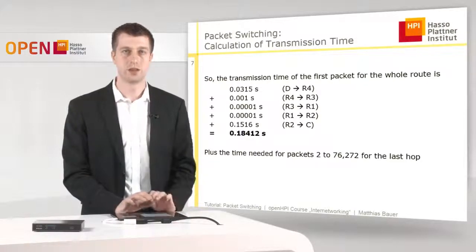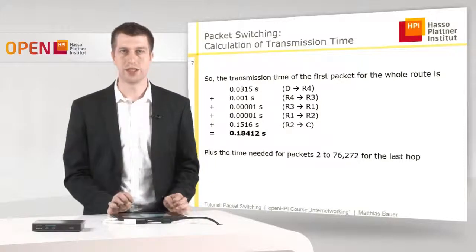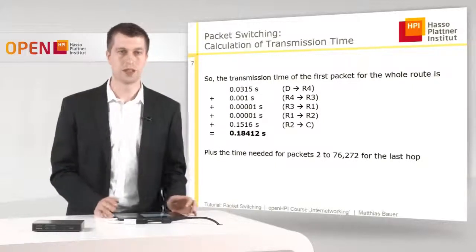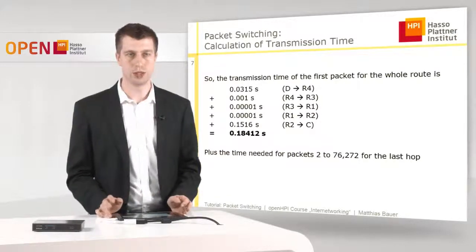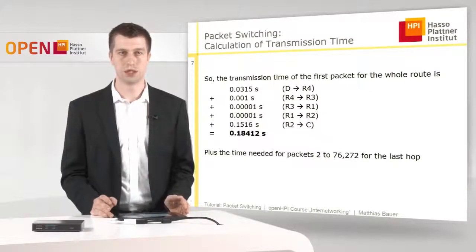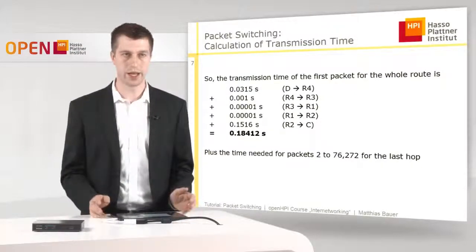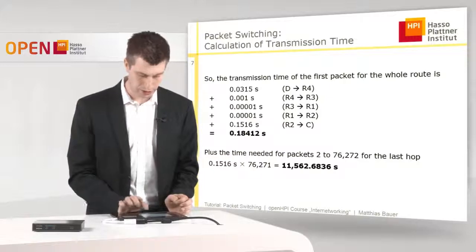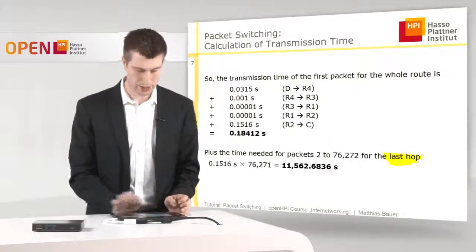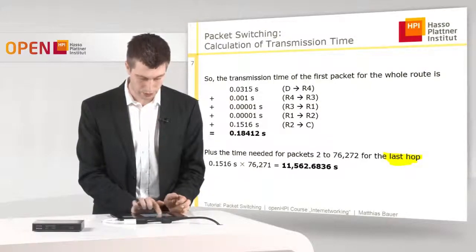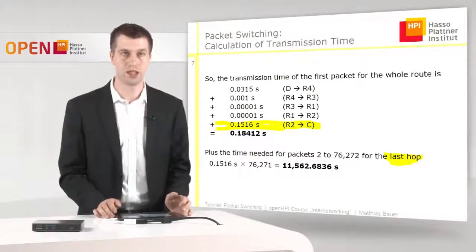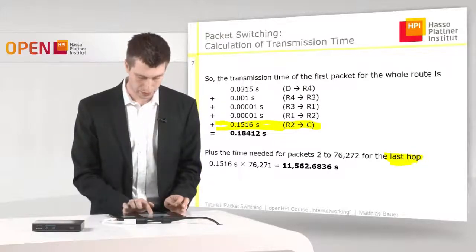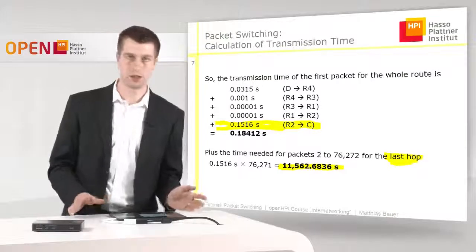And now we need the time all the other packets will need, but here we can make it a little bit easier because it's sufficient if we just calculate it for the last hop, because the last hop is this really slow connection between router 2 and host C, which had only 13.3 kilobits per second, and this is somehow the bottleneck of the whole connection between host D and host C. So we just calculate the time needed for the last hop, which, as we can see here, has a transfer time for one packet of 0.1516 seconds. So multiplied by 76,271 packets, we get 11,562.68 something seconds.